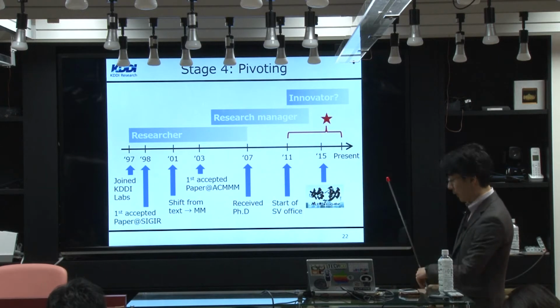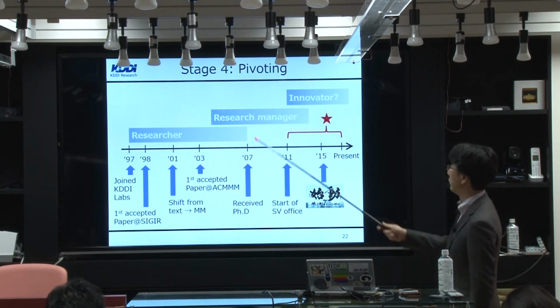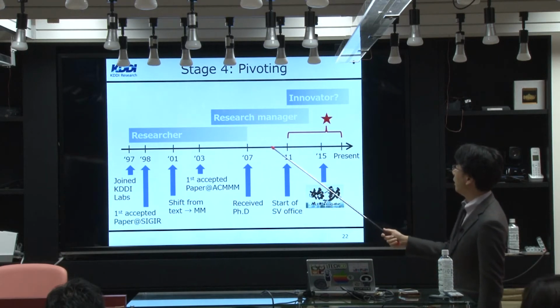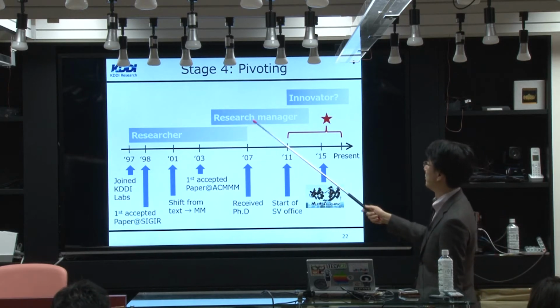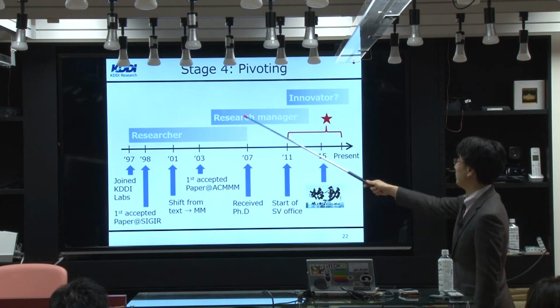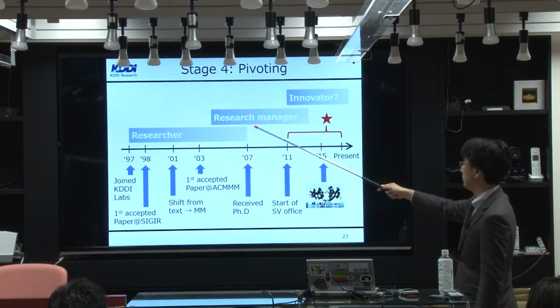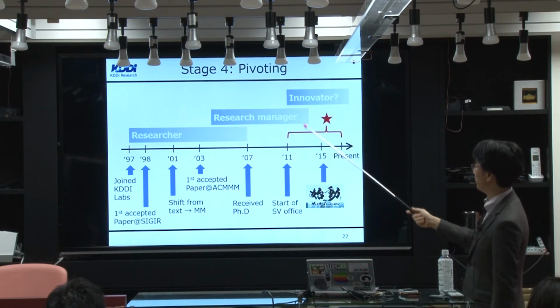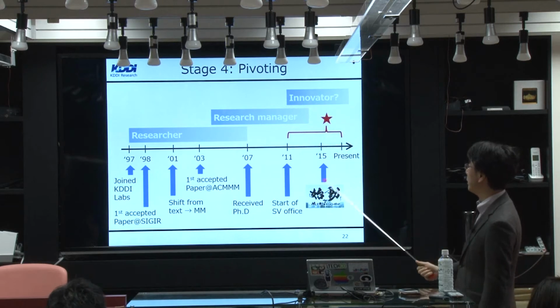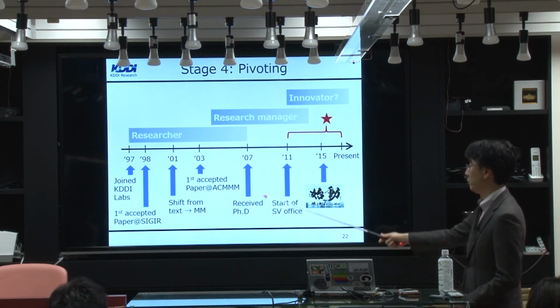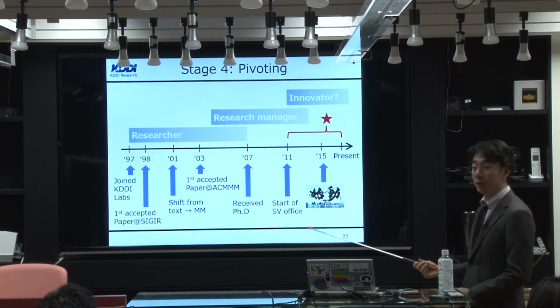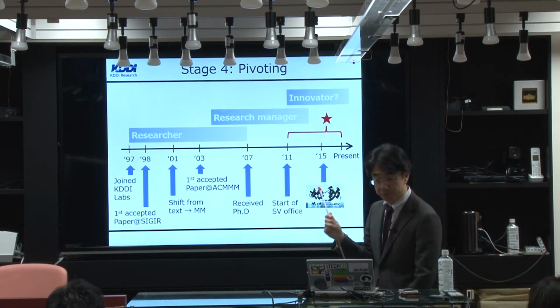So next, I would like to go on to the pivoting part, which is the stage 3. I realize I skipped stage 3, but anyway, from the research to research manager to maybe an innovator right now. So I would like to start by explaining what happened here when we built our office in Silicon Valley.